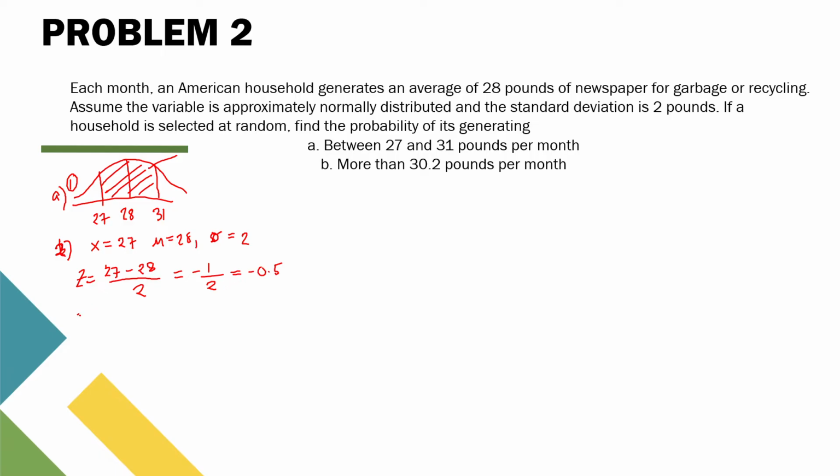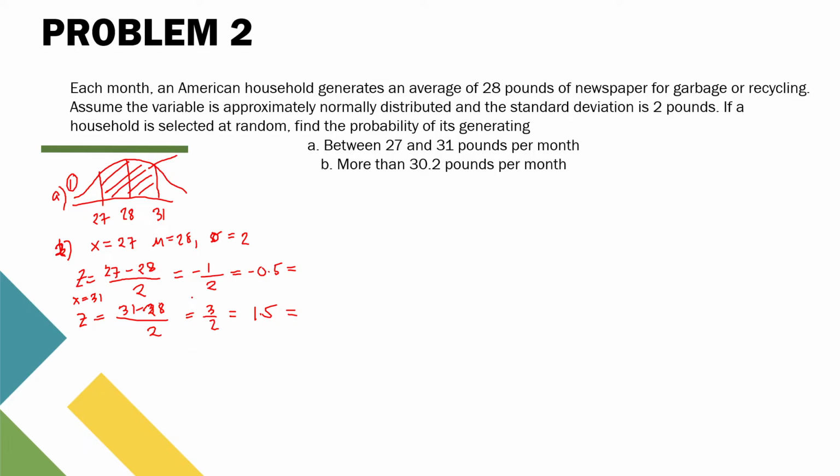And we have here the next one, z is equal to 31. So our x is 31. So we need to convert this one. X is 31, so 31 minus 28 over 2, that is equal to 3 halves, equal to 1.5. So next step, we need to find the values of this one, and the value for this one, and we need to subtract in order for us to get the probability.